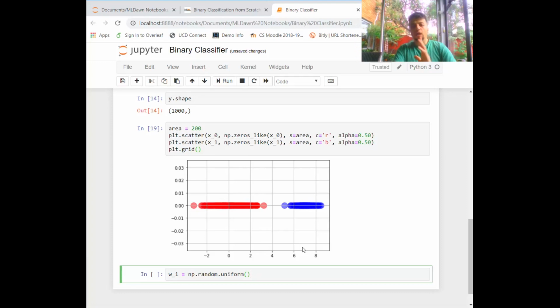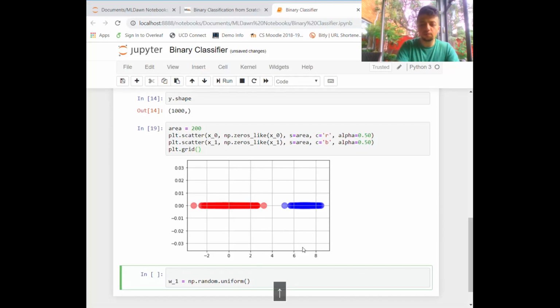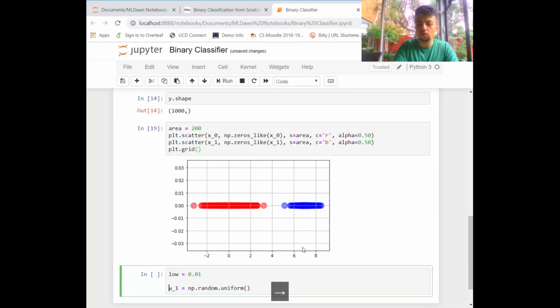Now, when it comes to random number generation in a uniform distribution, you need a low and a high range. So you ask Python or NumPy to generate a random value from a uniform distribution between a low and a high value. Before setting them, I'm going to define these values. Let's say low is minus 0.01, and high is plus 0.01. And I'm going to pass these two.